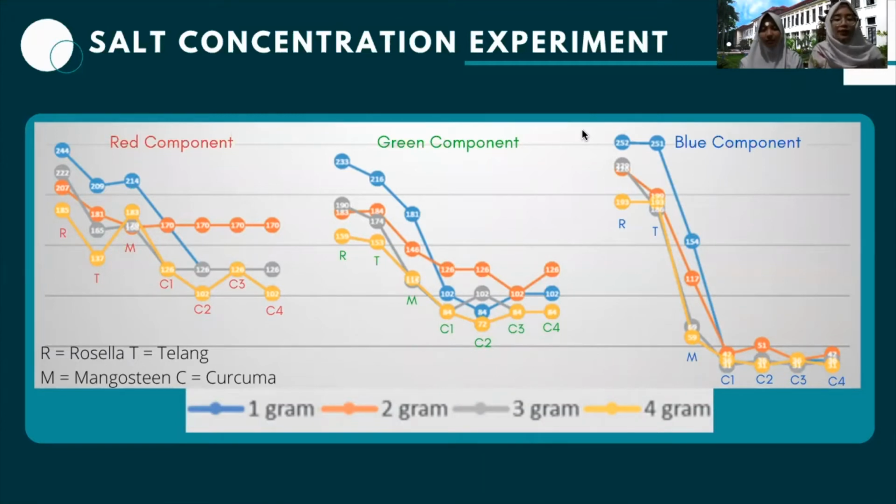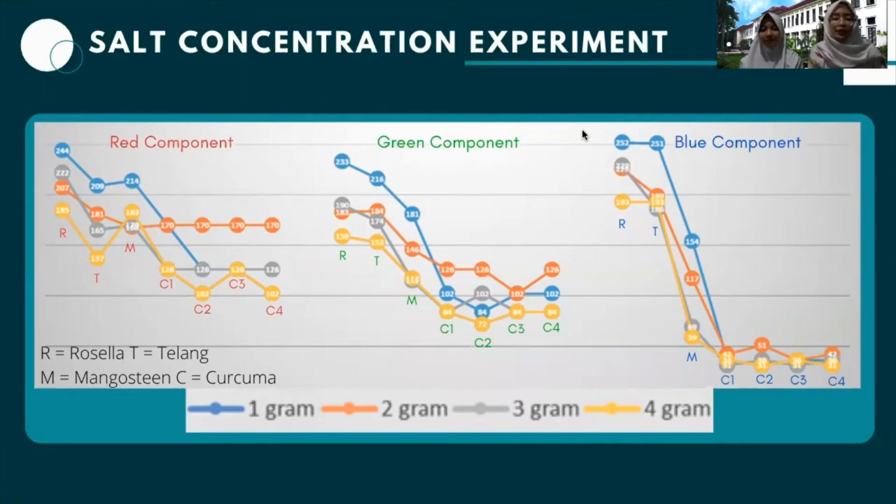In the red component, we could see the blue line is 1 gram, the orange line is 2 gram, and the gray line is 3 gram, and the yellow line is 4 gram of salt. We could see in the graph that the Rosella RGB numbers are high in red, green, and blue component.